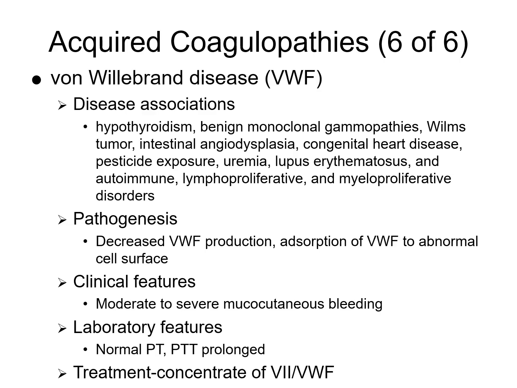In summary, von Willebrand's disease can be congenital or acquired, with many systemic diseases associated with acquired forms. It primarily causes mucocutaneous bleeding due to defective platelet adhesion and low factor 8 levels. Once again, PT is normal, but PTT is often prolonged. The treatment can include desmopressin and other concentrates, depending on severity and subtype.